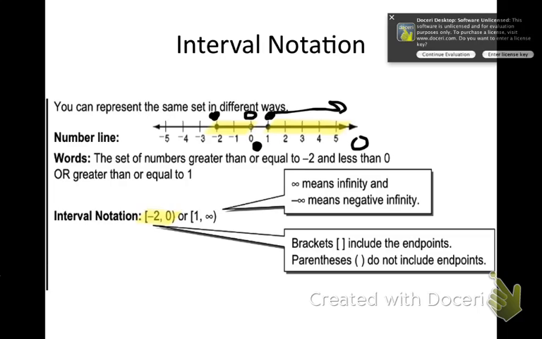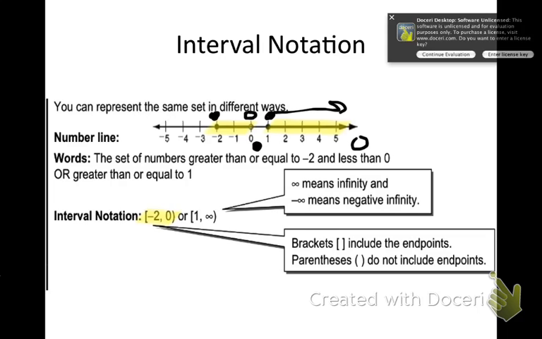Interval notation, which is what we're going to be focusing on today, well, to express that as intervals, it goes from -2 to 0. -2 has a bracket because we're including it. Okay, it was greater than or equal to, including the number. All right, then we go to 0. 0 has a parentheses because it's less than 0. I'm not including it. It's everything up to 0 except for 0.